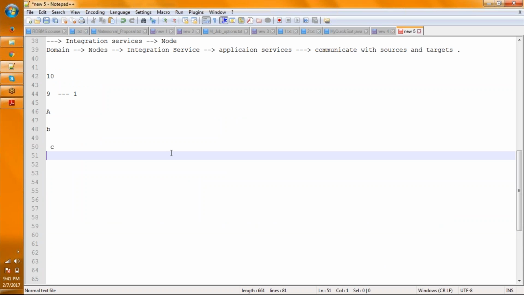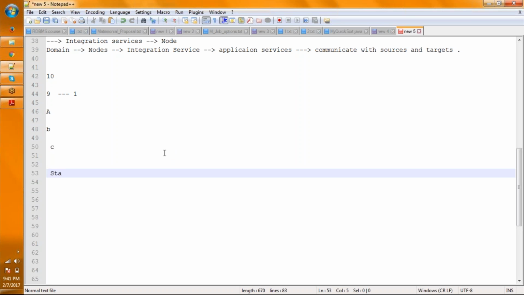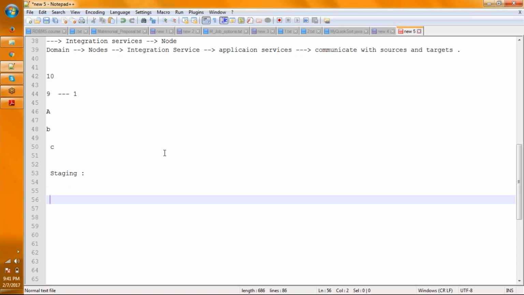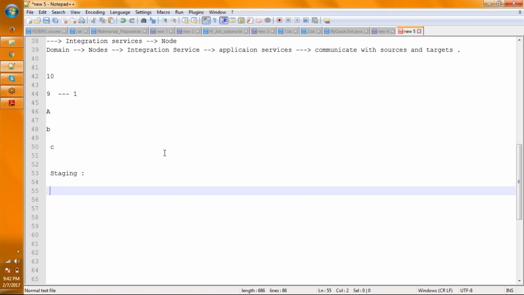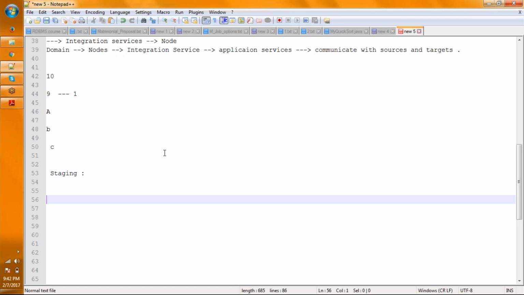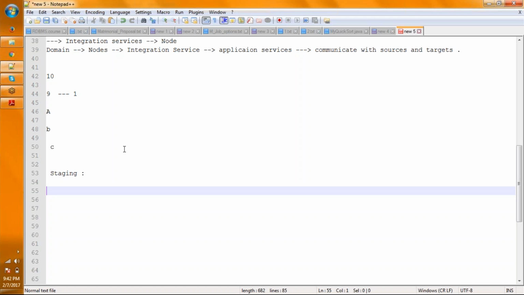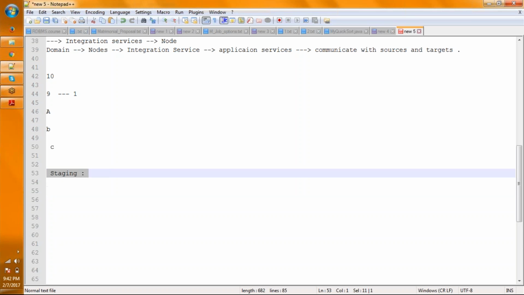Also, you have to explain to me about the staging. I don't know where it will come, but you have to explain it. Mirza, it is totally irrelevant here. Right now, we are discussing architecture. We will come back to it. Staging is basically where we are designing our ETL flow.